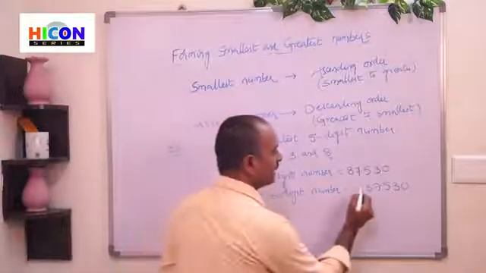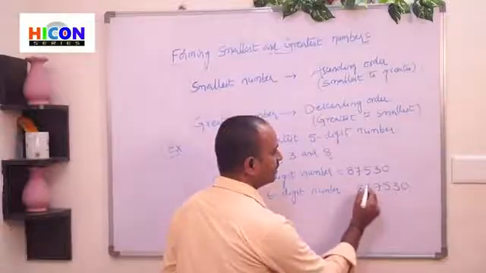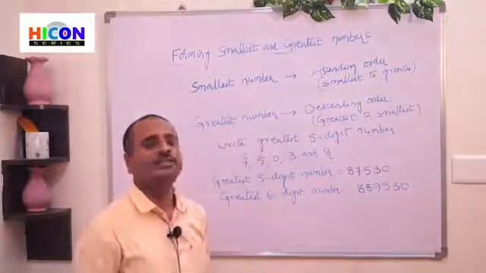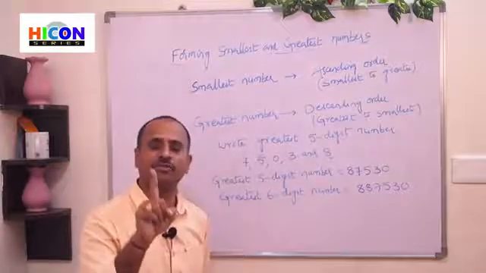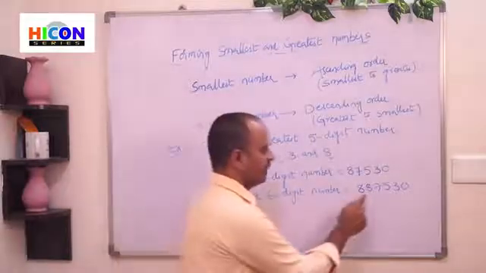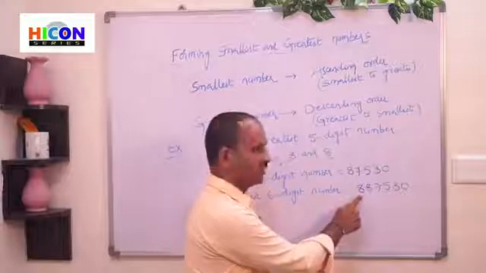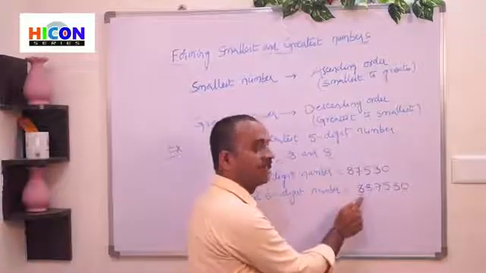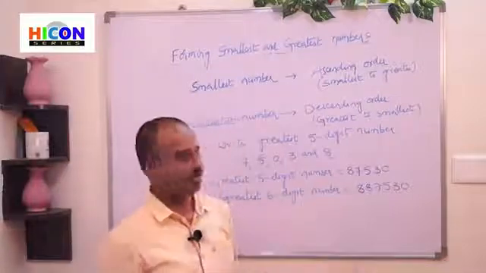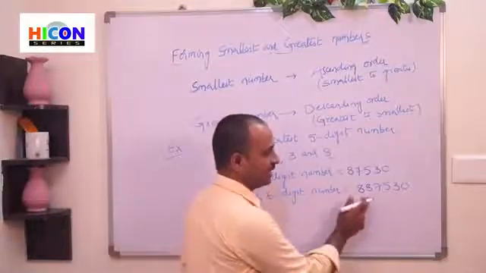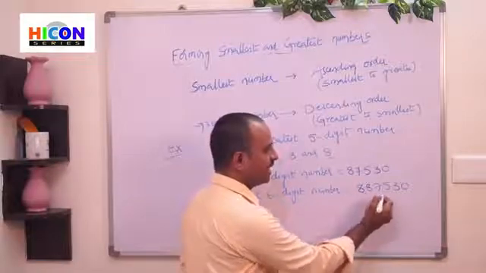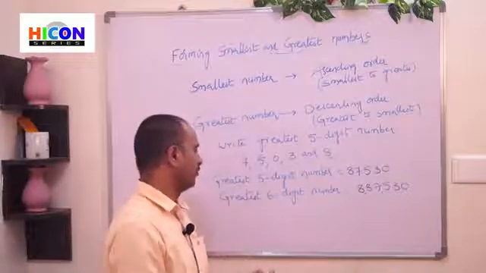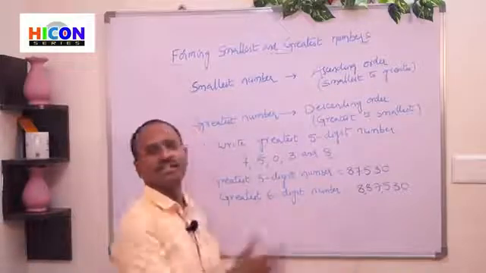We require one more digit, so repeat the greatest digit one time. The greatest digit is 8, and I have repeated the 8 one more time. That becomes 8,87,530, the greatest 6-digit number. In this way, we can also form the greatest 7-digit number.